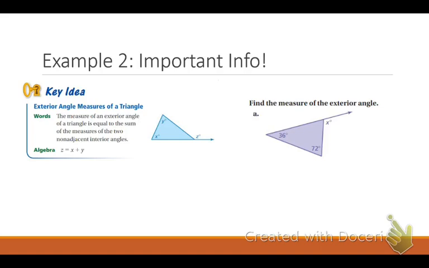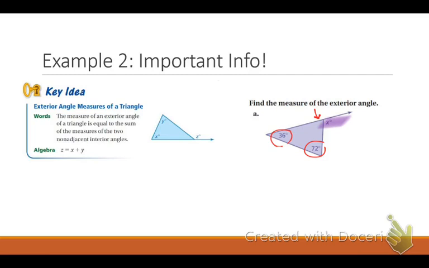Here's my rule for exterior. I can find the measurement of an exterior angle, which you see is on the outside, by adding up the sum of the non-adjacent angles. Non-adjacent means it's not touching the exterior angle. The adjacent angle to x would be here. You remember that from yesterday? If they're adjacent, they share the same side and the same middle point. So adjacent angles are touching.